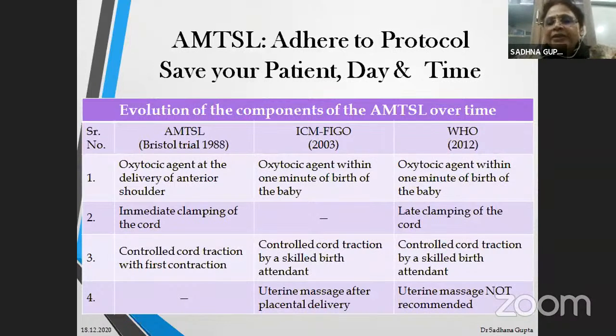A word about controlled contraction, because when we are doing panels or discussions on maternal collapse, people still cite uterine inversion as a cause of maternal collapse. So what's your takeaway about controlled contraction?